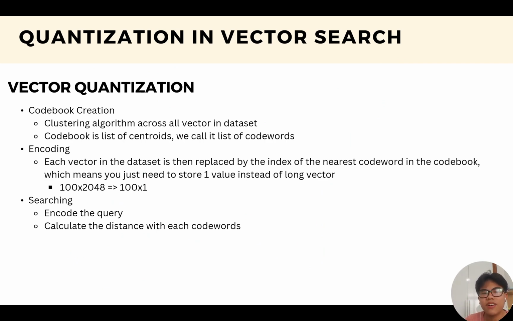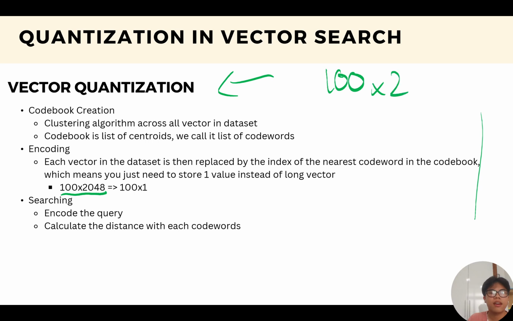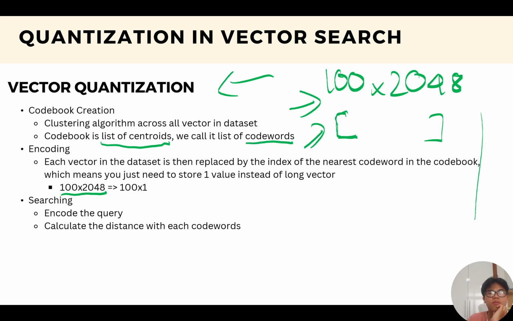Sorry, I cannot find any figure or image that represents it well, so I will explain it in text. So, vector quantization. Imagine that we have 100 vectors with a dimension of 2048. First we need to create a codebook. A codebook is a list of centroids. We apply some clustering algorithm to our vector database, so we have a list of centroids. They call it a codebook, and each centroid is called a code word.